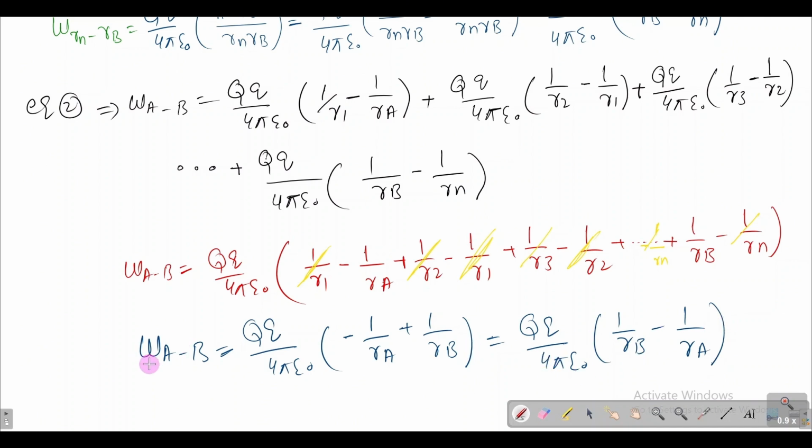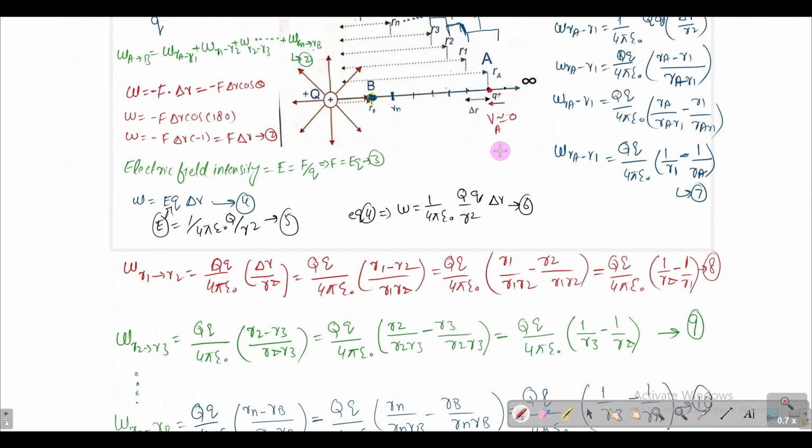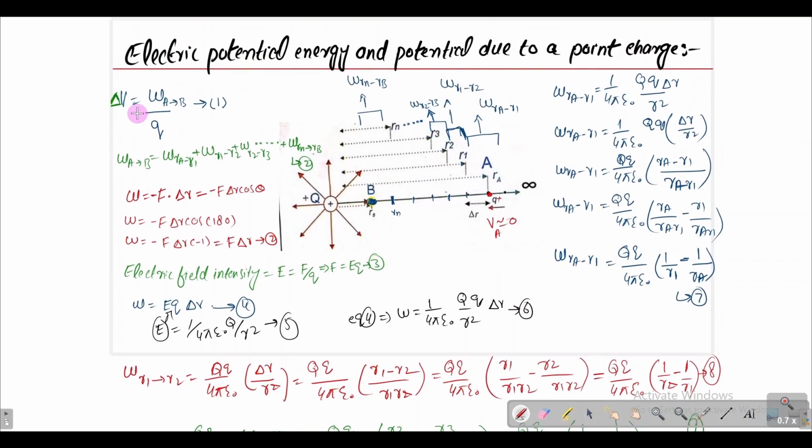So here I can write this as q by 4 pi epsilon naught into 1 over Rb minus 1 over Ra, and this is the work done from point A to point B. Now in order to find the potential difference at this point B, we will put the value of this work done from A to B as we calculated in equation 1 and divide that by q, then we will get this potential difference value.